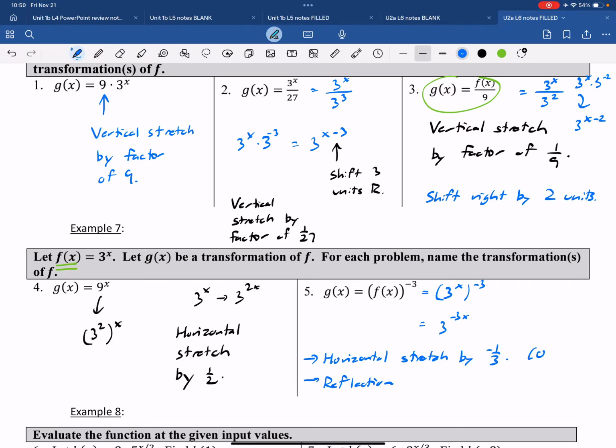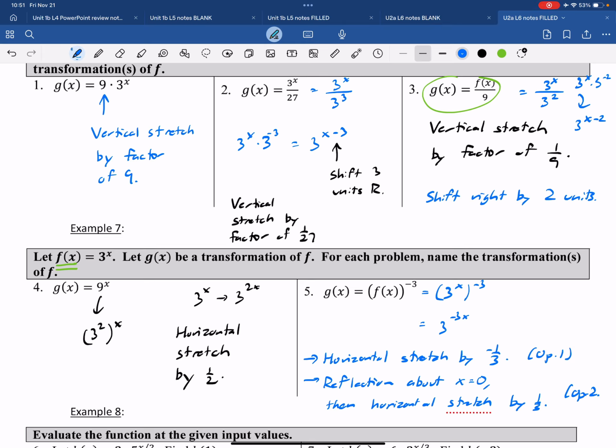This is option 1. A reflection about the line x equals 0, so it'll be a vertical line, right? And then a horizontal stretch by 1/3. That's option 2.